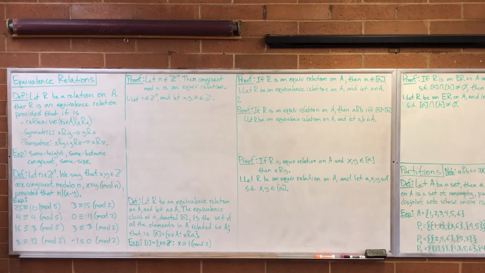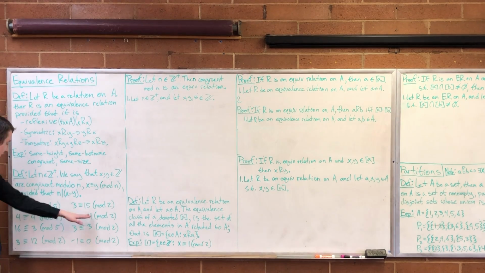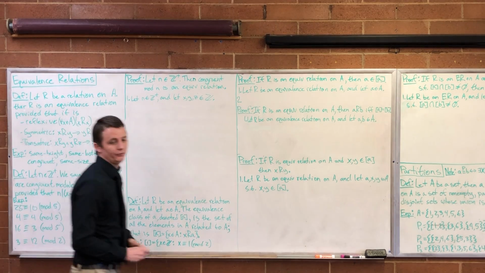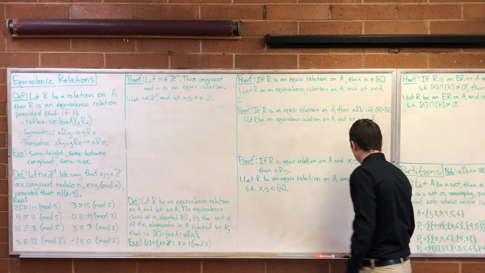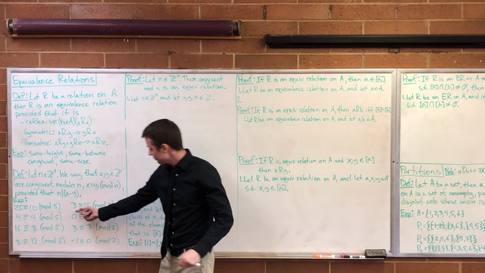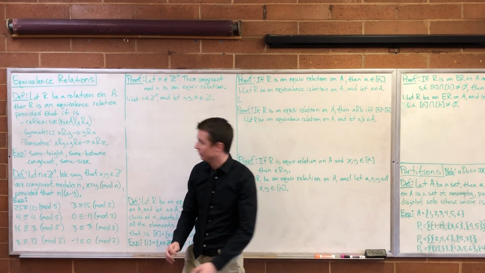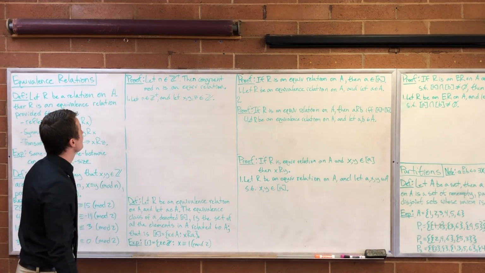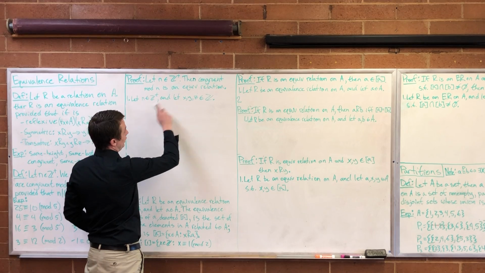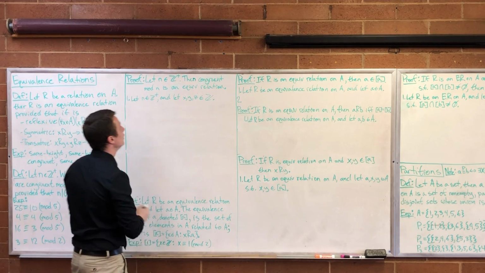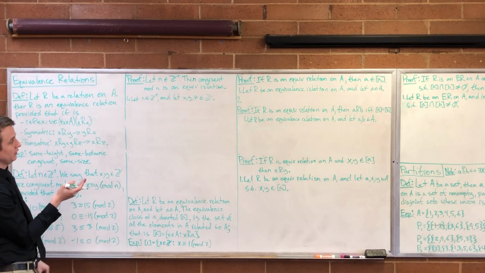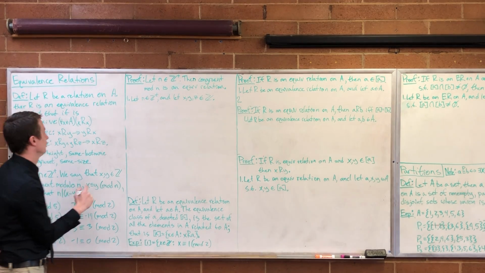Okay, so that's congruence mod some number. We did it with 2, we did it with 5, as some examples. Now we're going to prove that this congruence mod some integer relation is an equivalence relation. So let n be a positive integer, then the congruent mod n relation is an equivalence relation. Let n be some positive integer, and let x, y, and z be any integers.